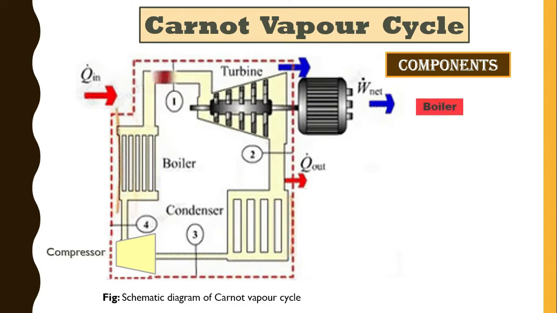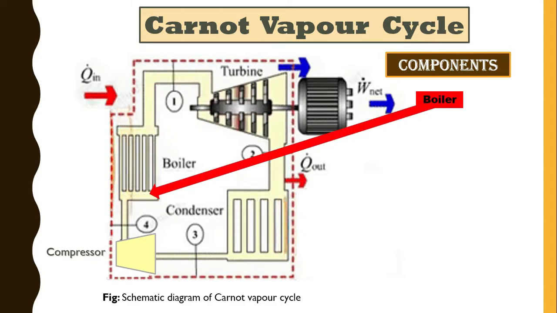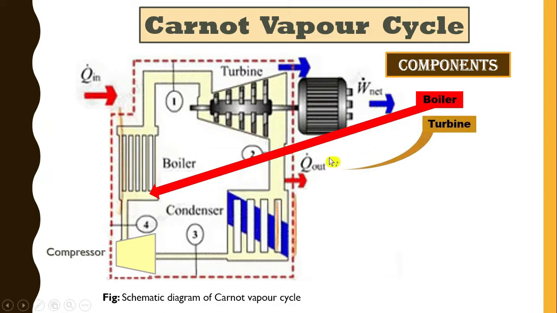The first component is the boiler. In the boiler, feed water will be there and heat will be supplied. So water is converted into steam. Now that steam will be expanded in the turbine. So the second component is our turbine. In that, steam produced by the boiler will enter the turbine, and in the turbine, steam gets expanded and it will produce a useful amount of work.